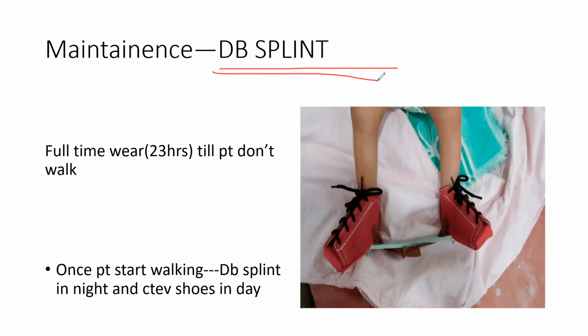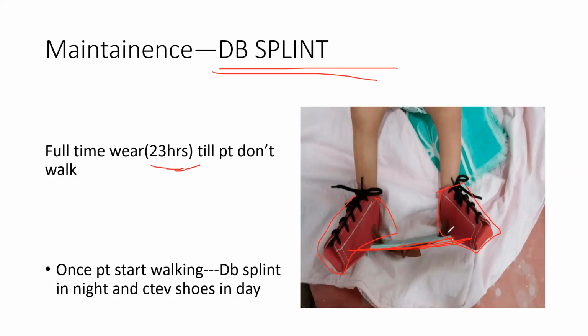Okay, DB splint. Okay, this is the DB splint. There are 2 shoes. Okay, the shoes are already there, and they are connected by a rod. Okay, so this is to maintain the staticness of the foot. So this foot you see is in eversion or outward mode. Okay, so in outward mode you keep it for 23 hours or full day. Okay, 1 hour you can give relaxation to the baby. At least 23 hours you have to keep the DB splint.